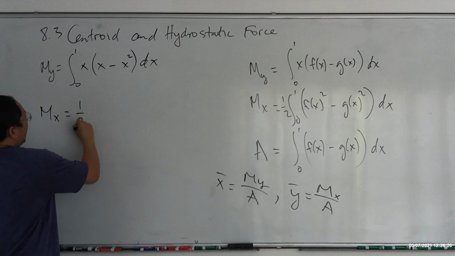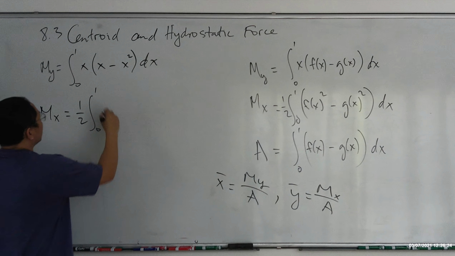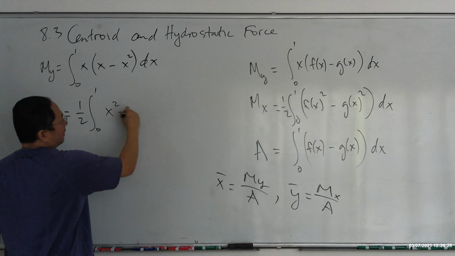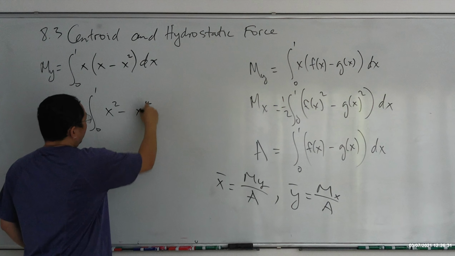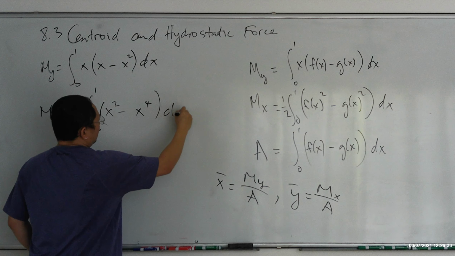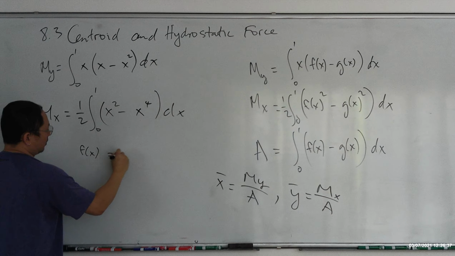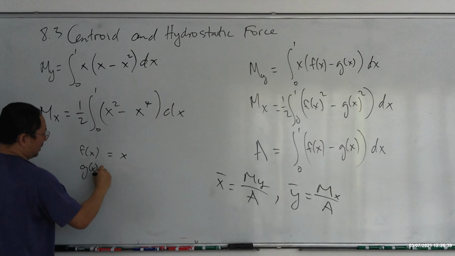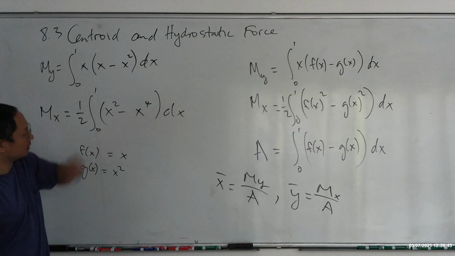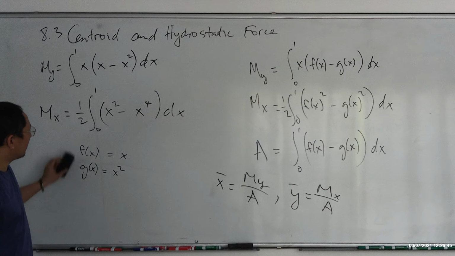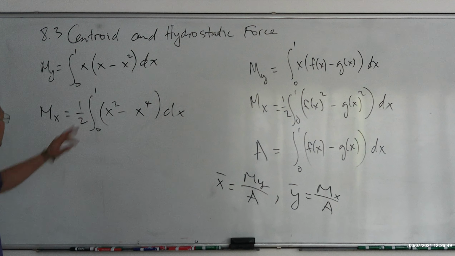is 1/2 outside the integral from 0 to 1 of f of x squared, which is x squared, minus g of x squared, which is going to be x to the 4th, and then dx. Okay, f of x is equal to x, and g of x equal to x squared. So f of x squared is x squared, and g of x squared is x to the 4th. And then this one is very easy to calculate for Calc 2 students. I'll let you do it.